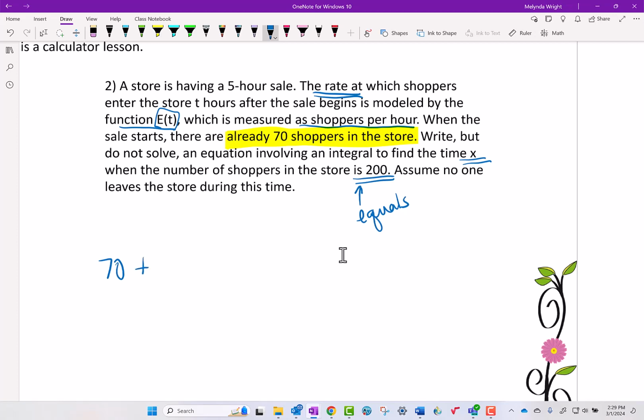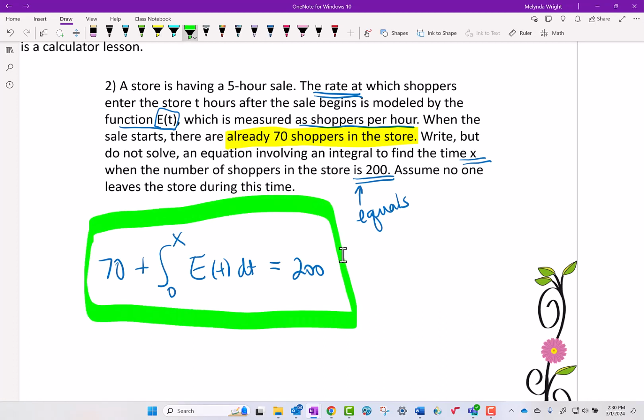So I'm going to add the rate. We're going to do the integral from 0 to x. They're not really telling us to solve it. They just want us to set up an equation that would allow us to find x. The equation is 70 plus the integral of E of t dt, and we want to know when that would equal 200. So this would be the equation we would use to solve that. They're not asking us to solve it. We don't even know what E of t is, but this is how we would set that up.